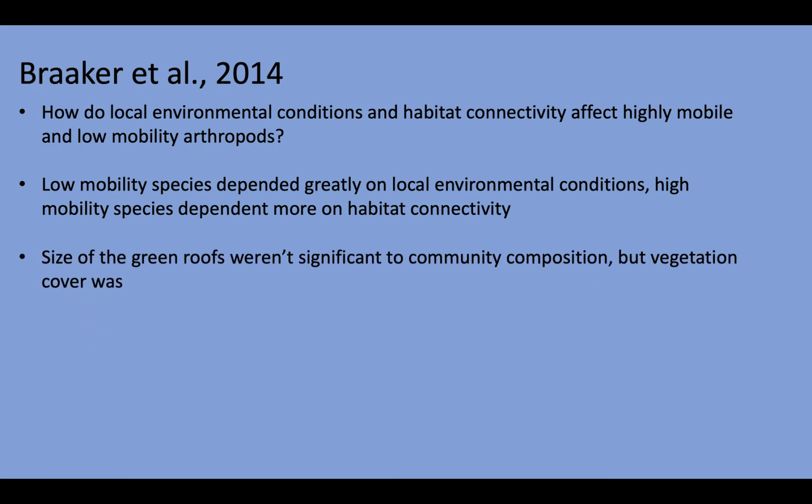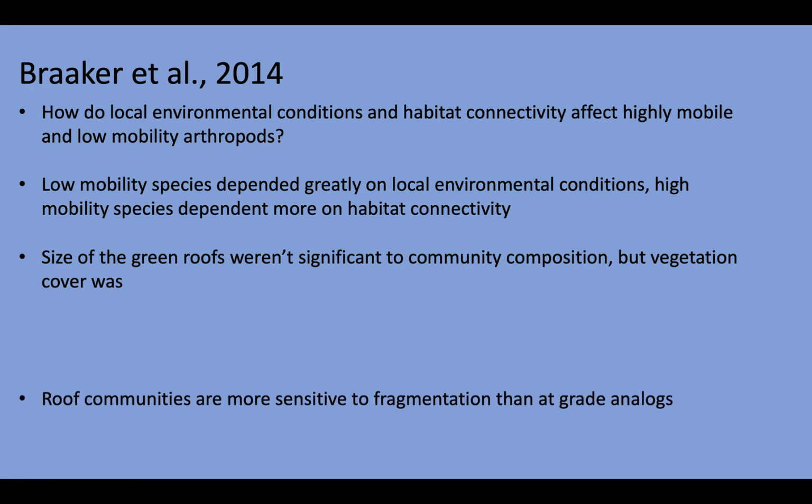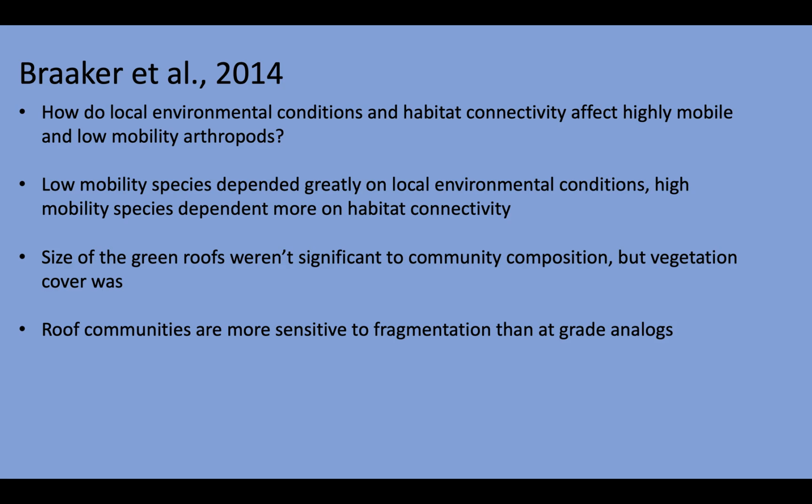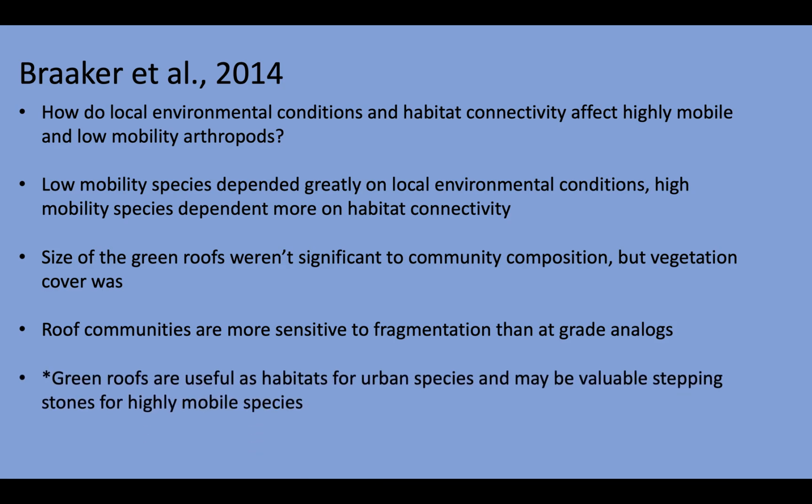They also found that size of the green roof wasn't necessarily that significant to community composition, but good vegetation cover was, which means you might be able to have a lot of small green roofs throughout a city to support biodiversity. And roof communities are more sensitive to fragmentation than at-grade analogs. That means that if you have a system of green roofs, they may need to be closer than a system of green spaces at grade to really support those urban communities.